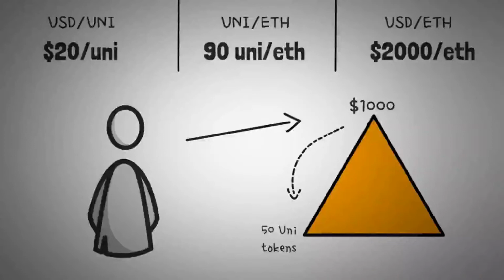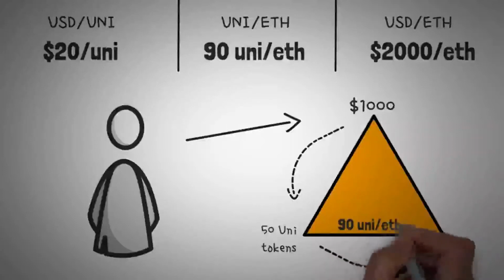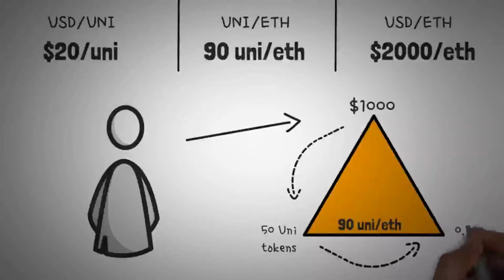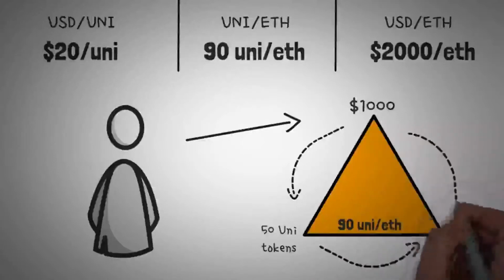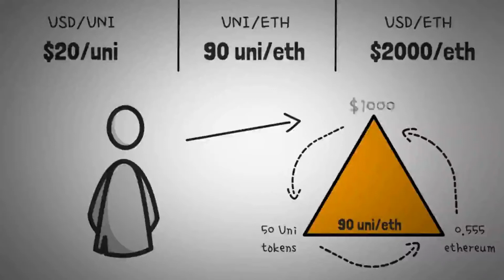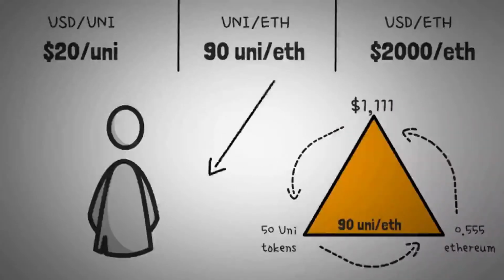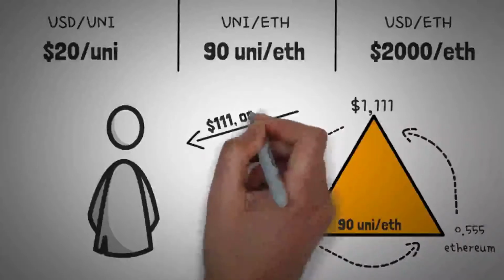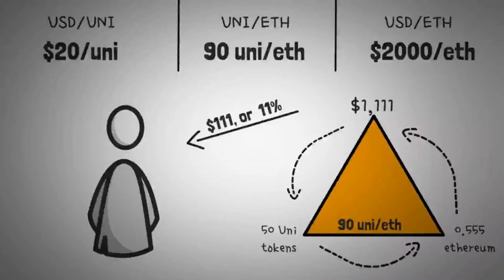Next, you trade your 50 Uniswap tokens for Ethereum. If we use the exchange rate that I gave earlier of 90 UNI tokens per Ethereum, this gives us 0.555 Ethereum. Now, we simply have to sell that Ethereum for cash. 0.555 Ethereum can get us $1,111, which is a fun number, but it means that we made $111 in profit, or roughly 11% on our triangular arbitrage.